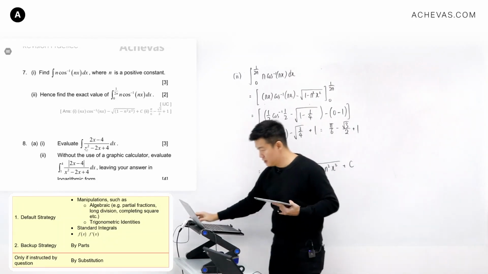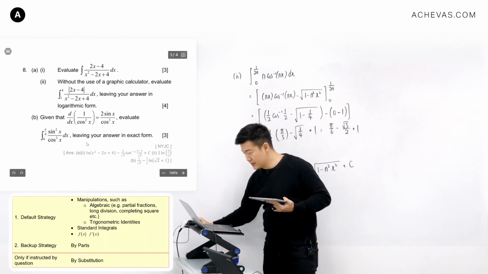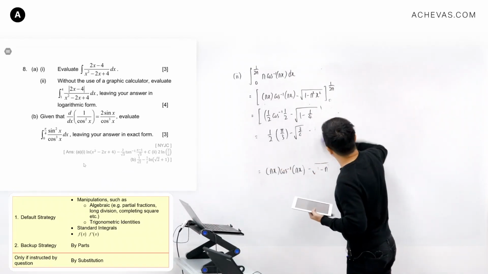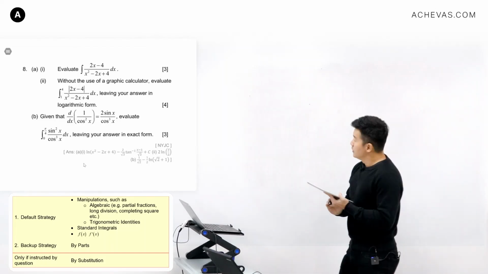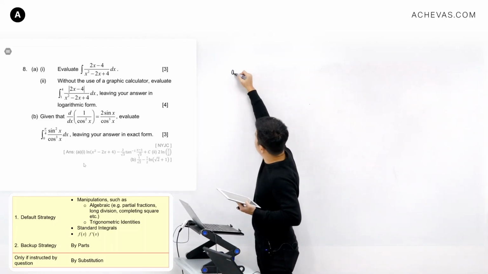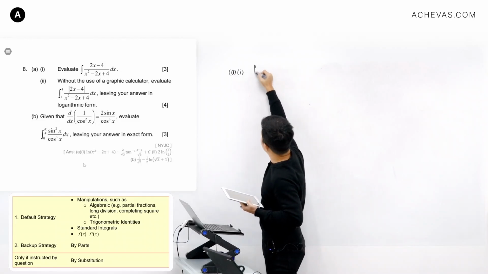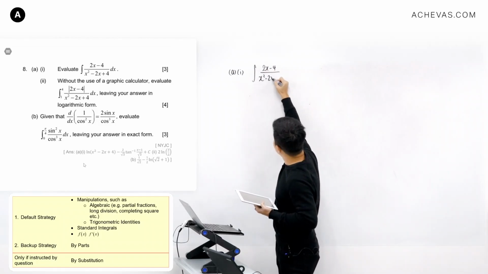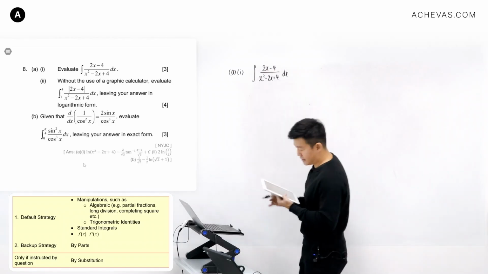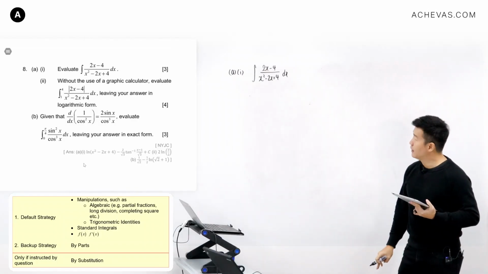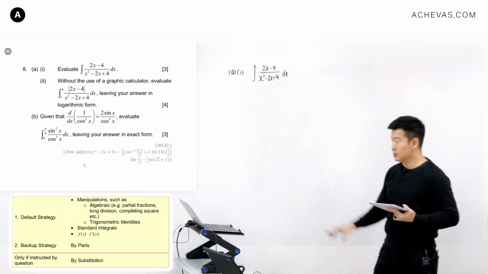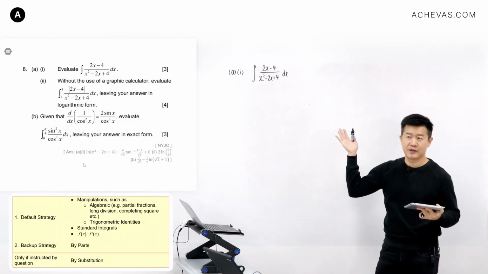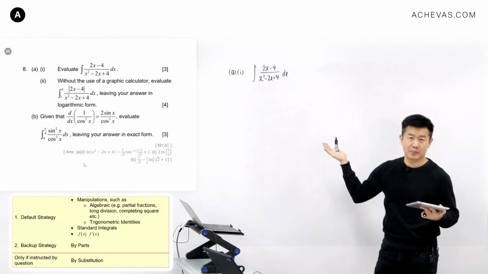Question 8 from NYJC. Let's take a look at this. Question 8. Oh, okay, we have another modulus. So for part A 1, we are supposed to integrate 2x minus 4 divided by x squared plus 2x plus 4 dx. We are supposed to integrate this, and I guess we are going to do some algebraic manipulation, like the kind of manipulation that I've written here. We can be doing long division. Do I need to do long division for this? No, I don't. I don't have to, because it is already a proper fraction.